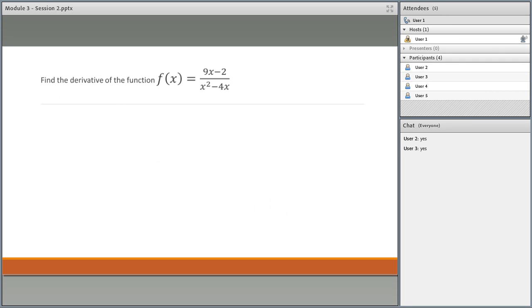So I want us to find the derivative of f of x equals 9x minus 2 over x squared minus 4x. So we have a quotient, and again, there's no way that I can really simplify this. We did have a couple in the last webinar where the denominator was, say, just an x squared, and we could break up the numerator and then simplify, but in this case, we can't break up a denominator. So really the easiest way to deal with finding this derivative is to use the quotient rule.